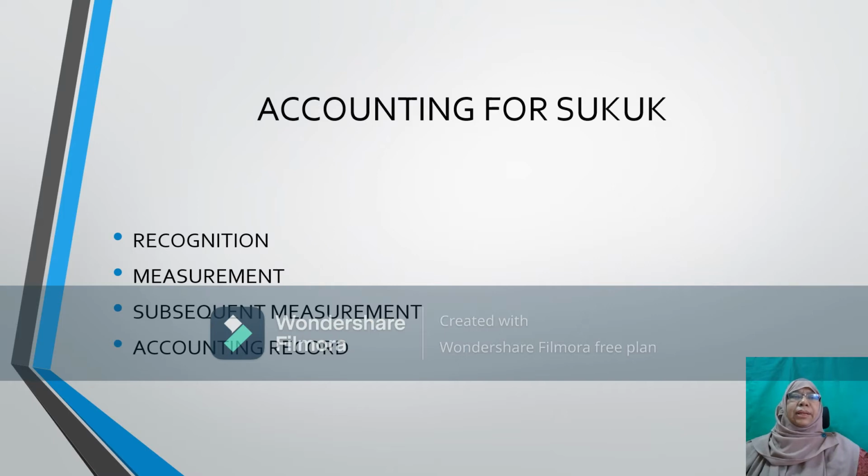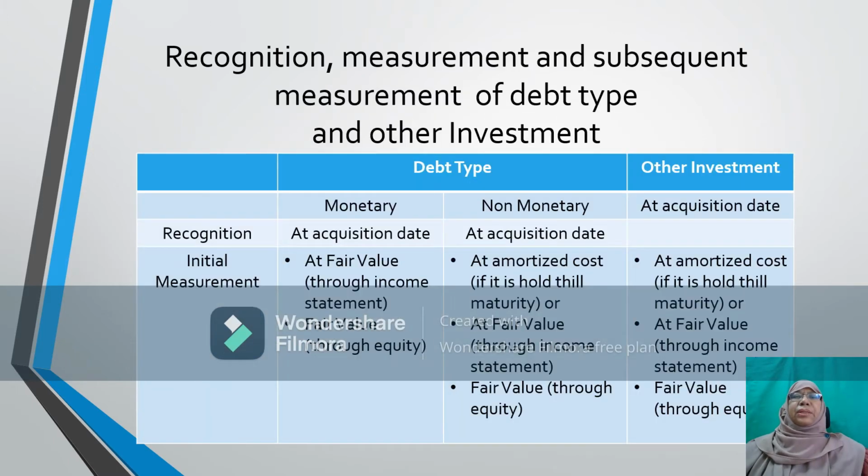The topic today will be on accounting for sukuk, and the coverage for this particular topic will be on the recognition, measurement, subsequent measurement, and accounting required for sukuk investment. Sukuk investment can be divided into debt type as well as other investment. And according to FAS number 33, the sukuk can be recognized depending on the type of the investment, whether it is debt type or other investment.